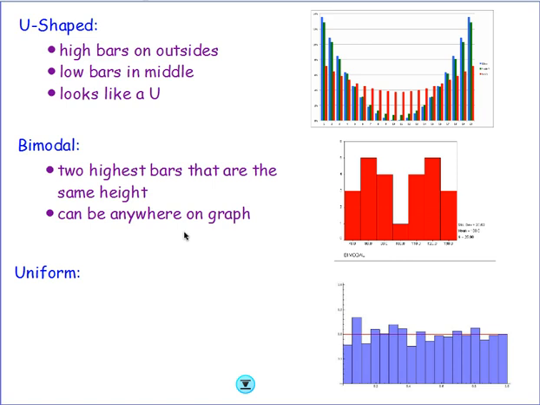Our last one is uniform. Think about this. At a school where people wear uniforms, they all look the same. A uniform graph looks pretty much the same all the way across. This is an example of a uniform graph.